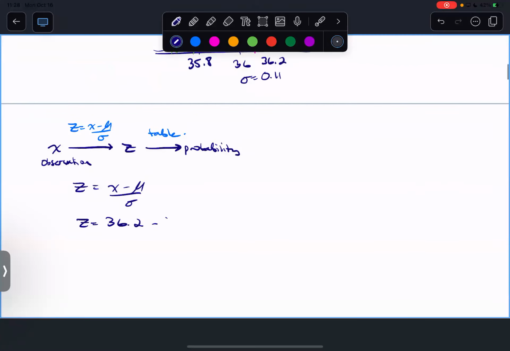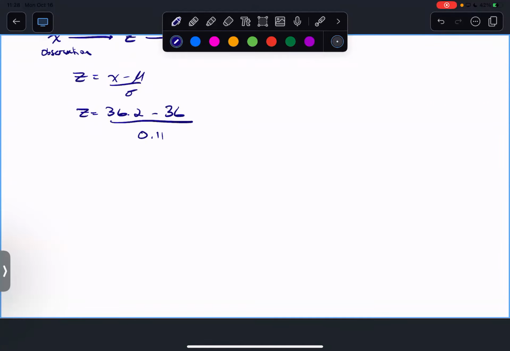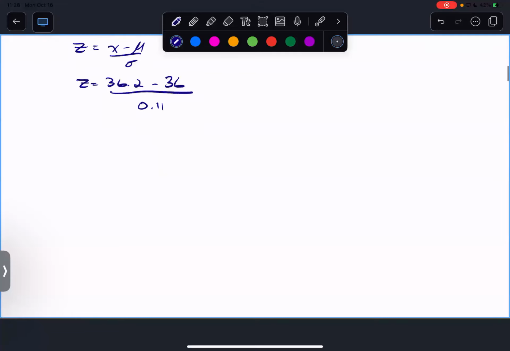Minus the mean, which is 36, divided by the standard deviation, which is 0.11. And okay, I already opened it. 36 divided by 0.11. I get, hey, that looks familiar. 1.81818, blah, blah, blah.